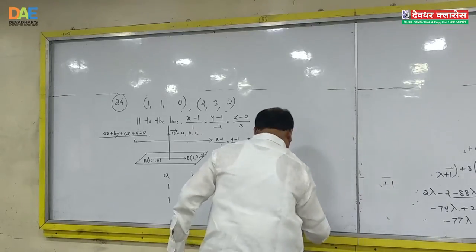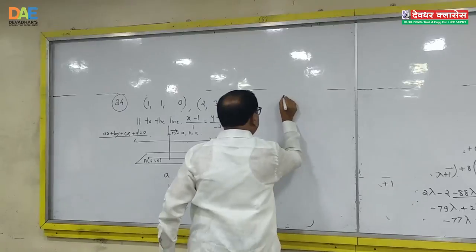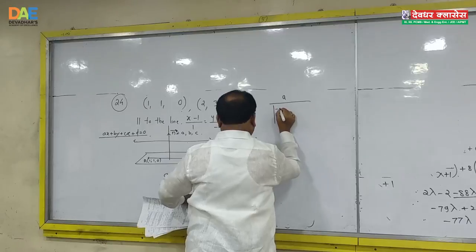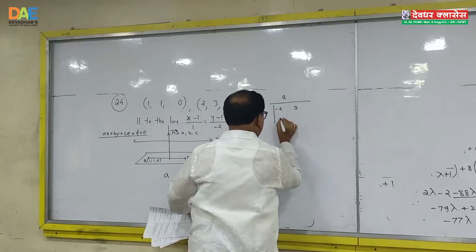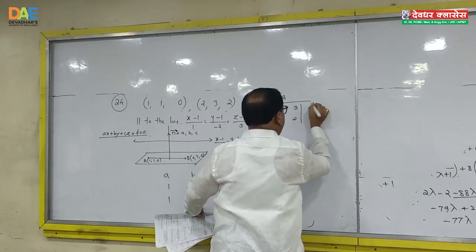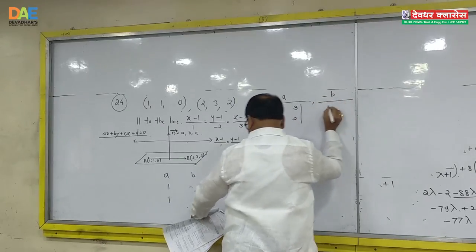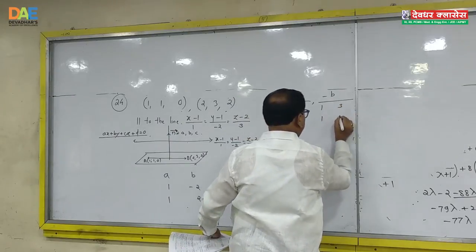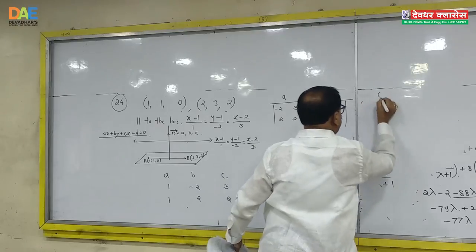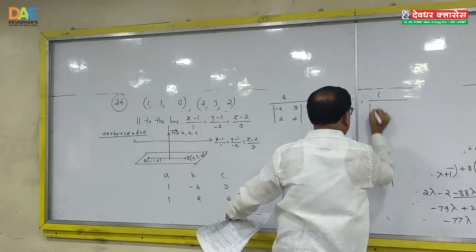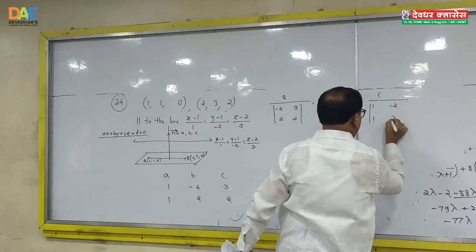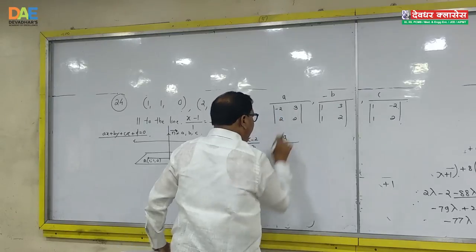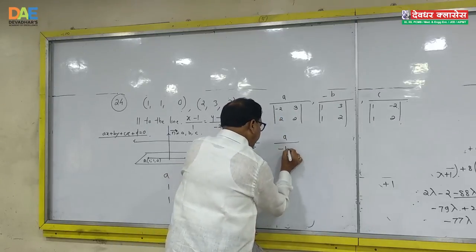That is a upon the determinant of (-2, 3; 2, 2), comma, minus b upon the determinant of (1, 3; 1, 2), comma, c upon the determinant of (1, -2; 1, 2). So a upon minus 4 and minus 6 becomes minus 10.